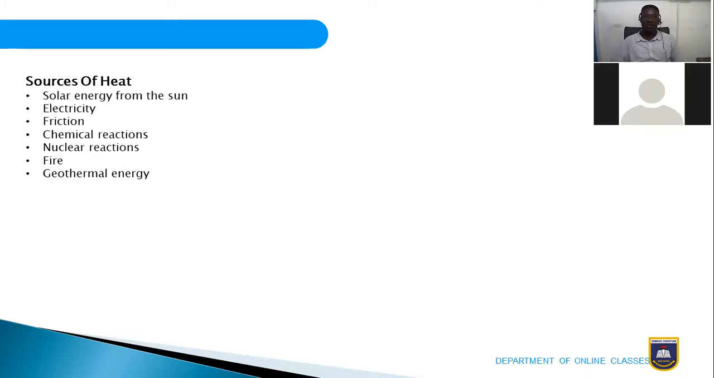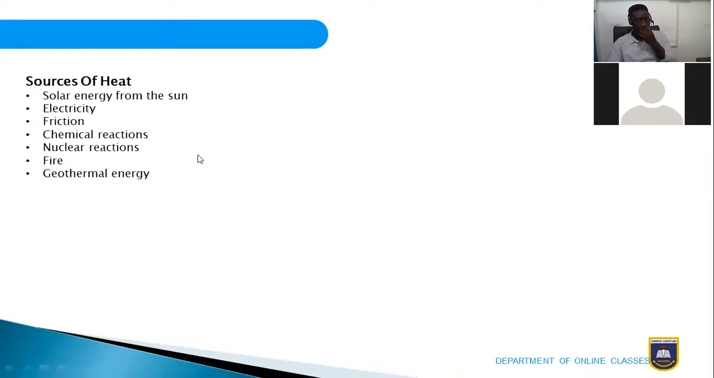You know, rocks slide over each other. When rocks slide over each other, heat will be produced beneath the earth. So that heat is a source of heat. Sometimes they use it in generation of electricity. When heat is produced like that, it's used to turn a turbine, which is used to generate electricity for our homes or industries. So these are basically the sources of heat that we have: the solar, the electricity. We have more: the friction, chemical reaction, nuclear reactions, fire, and the geothermal. These are just a few that I've mentioned.